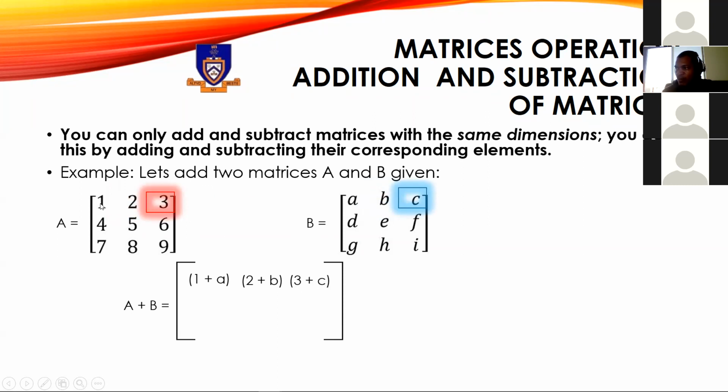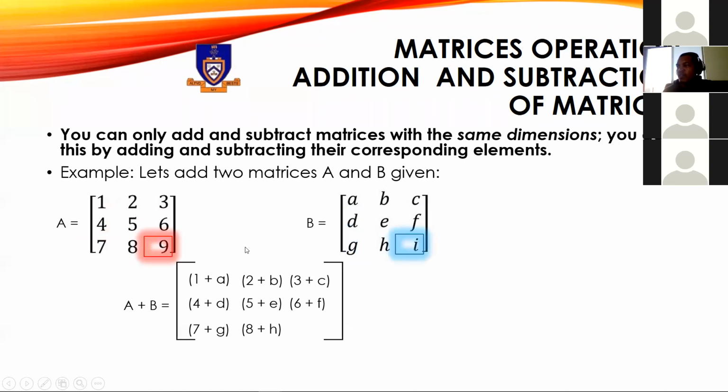You can see that 1 plus a is in the position where it came from. 2 plus b is in the position where it came from. 3 plus c is in the position where it came from. So the positioning is also very important. So we will do that for the next ones. That's 4 plus d. It goes into the position where it came from. 5 plus e, 6 plus f, 7 plus g, 8 plus h, and 9 plus i, each into the position where it came from.